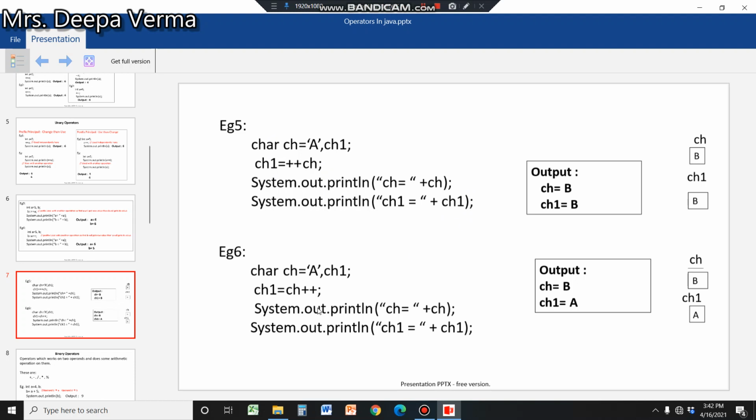Okay. Next example, you see, char ch is equal to A, ch1 equals ch plus plus. Now postfix is there. Post means later. So first it will store, meaning ch is A and it is stored in ch1, so ch1 will become A here. But in memory, after sending its value to ch1, ch will increase by 1 and ch will become B. So when you print it, ch will be B and ch1 will be A. You can see in the output box.